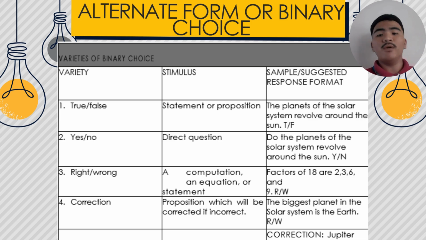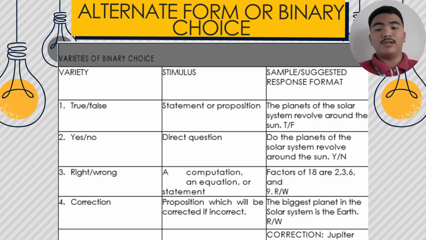The number one variety is the true or false. Its stimulus is the statement or proposition, which suggests that the questions go like this: the planets of the solar system revolve around the sun, which means it is answerable by true or false, whether the sentence is true or the sentence is false.